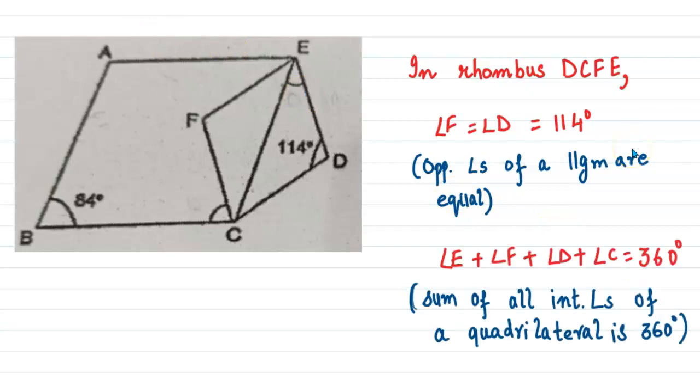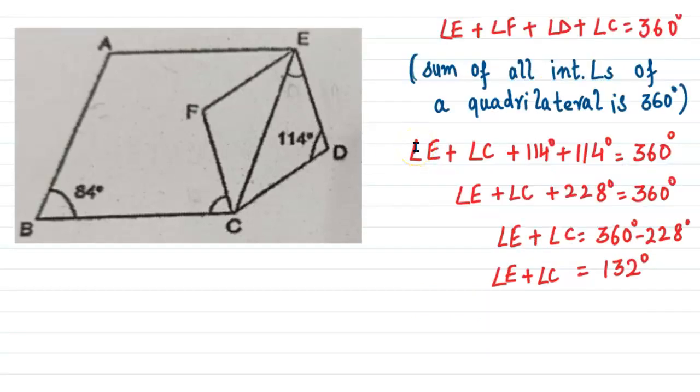In the next step we have that angles E, F, D and C, their sum is equal to 360 degrees, because the sum of all interior angles of a quadrilateral, and a rhombus is a quadrilateral, is 360 degrees. So let's find out the angles. Putting the values of angle D and angle F, that is 114 degrees, we get the value of angle E plus angle C as 132 degrees. Now notice that angle E and angle C are both opposite angles of the rhombus DCFE. So they have to be equal.